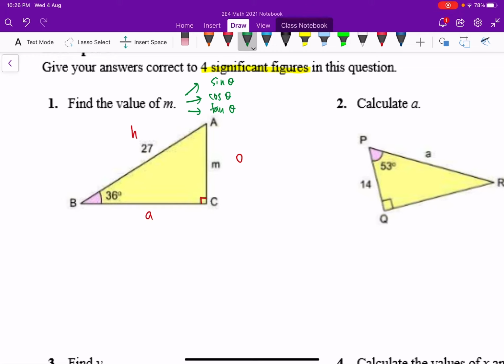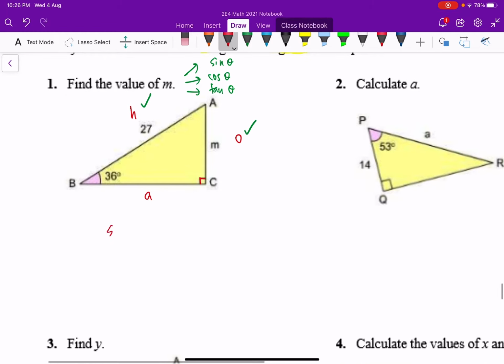Which one should we choose? It depends on what information you have. So in this question, I want to find M. So O is M, and I have 27. So based on these 3 ratios, which one uses O and H? It will be the sine. So sine of the reference angle 36 will be equals to M over 27. Therefore, M is equals to 27 sine 36 degrees.